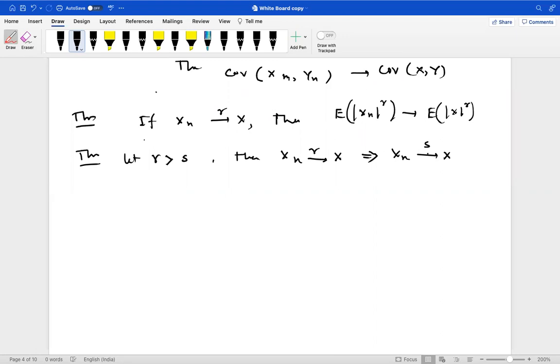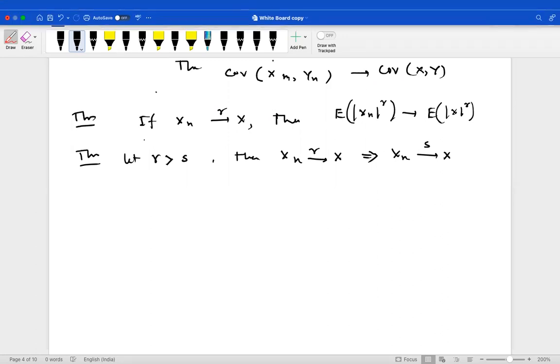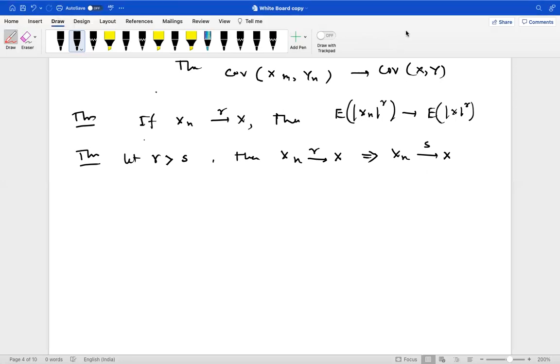So we have this for three types of convergence. There is the last type of convergence, the strongest type, which implies all these convergences: the almost sure convergence. Almost sure convergence is the strongest type of convergence, and we will discuss it in the next lecture. We already discussed the other three convergences. In the next class, we discuss the almost sure convergence.